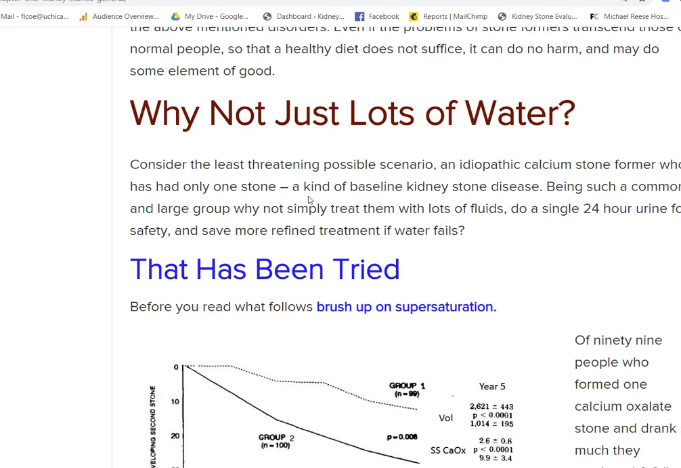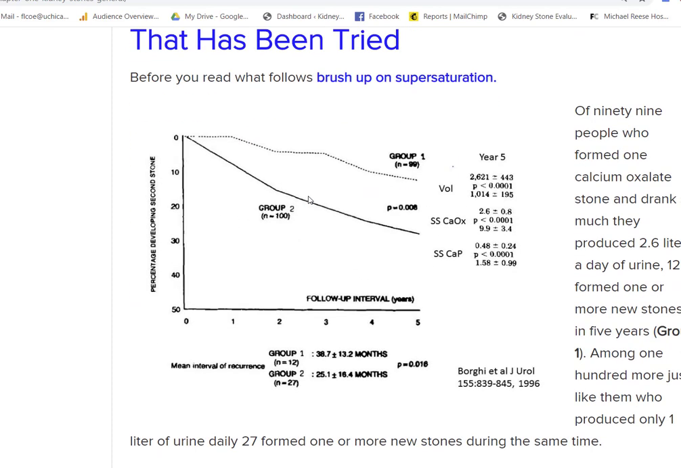So these are people who were ruled out for systemic disease, have formed calcium oxalate stones, and only one stone each, single stone formers. Two groups. One group was driven to 2.6 liters a day on average over 5 years. The other group about 1 liter. Now you already know from what I taught you, 1 liter is super high risk. Even getting from 1 liter to 1.7 liters would have dropped the risk more or less to baseline.